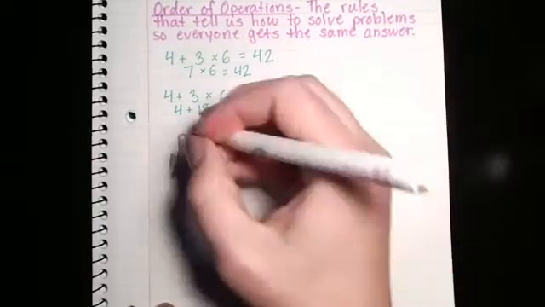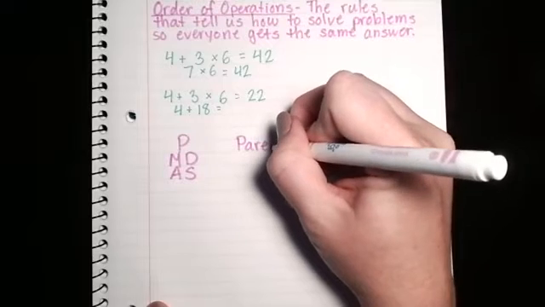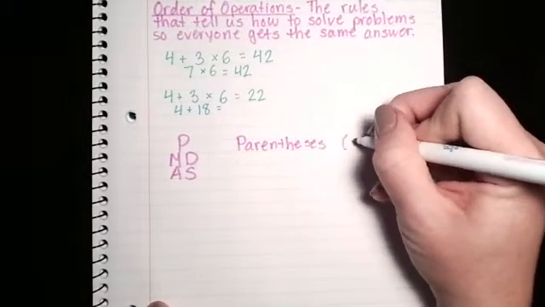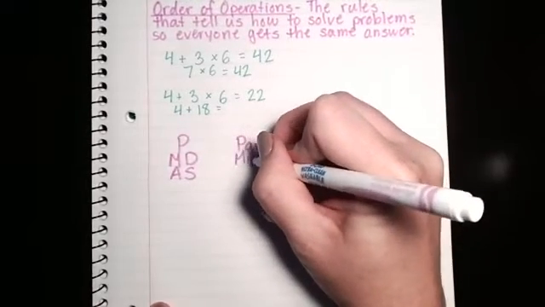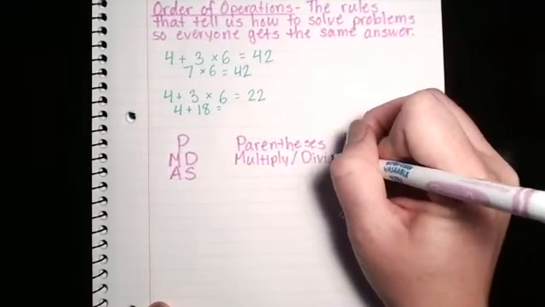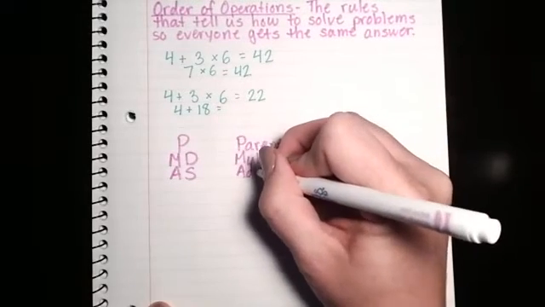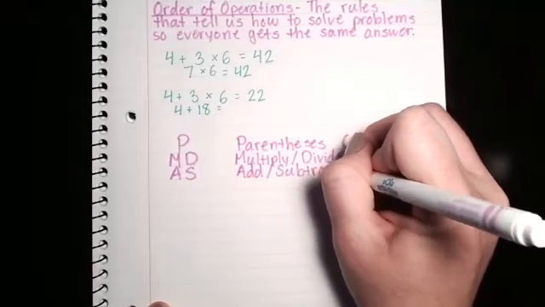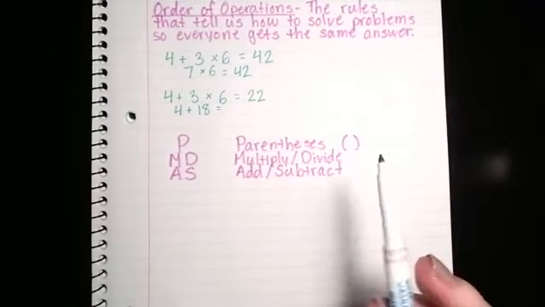So what PUMDAS stands for, the P stands for parentheses. And that's these little guys. M and D stand for multiply and divide, both of them. And then the A and S stand for addition, or we can just say add, and subtract.